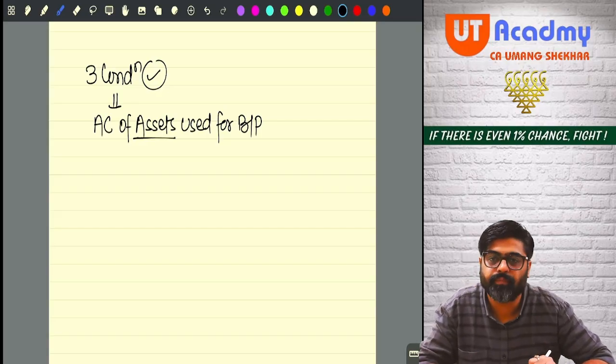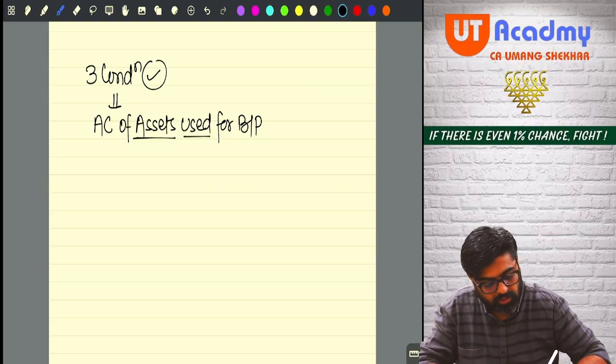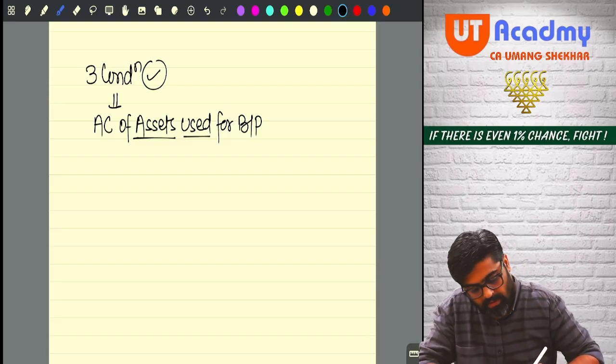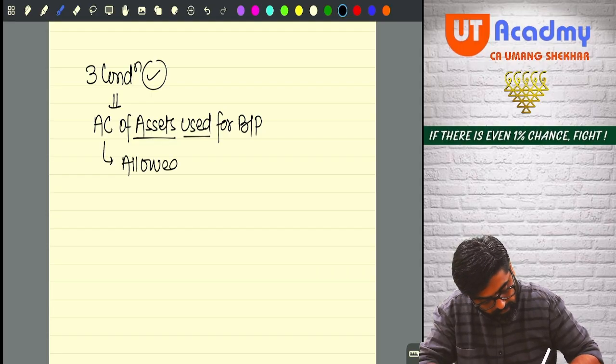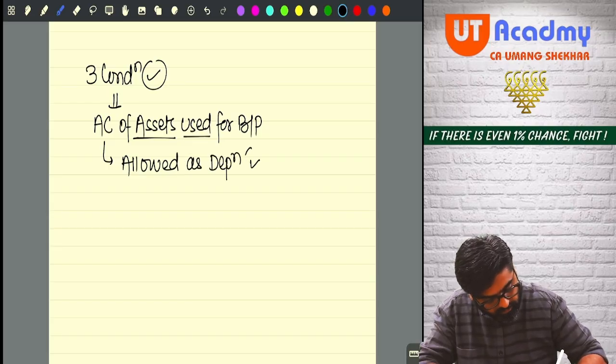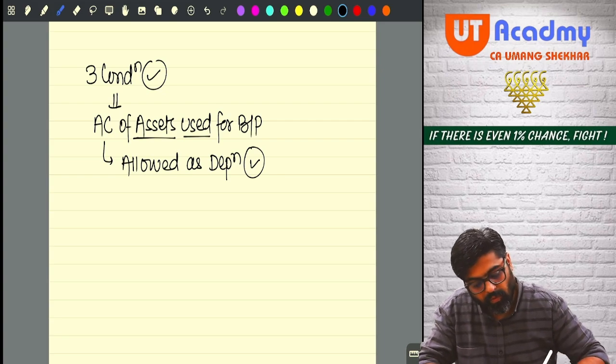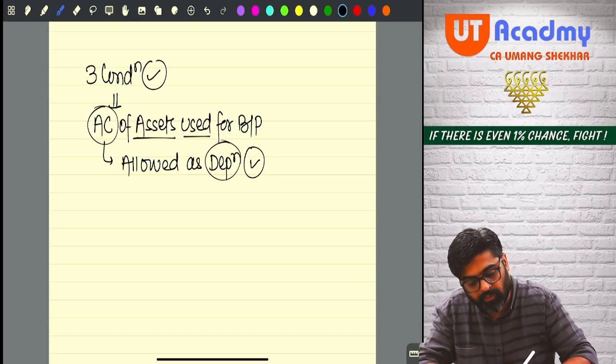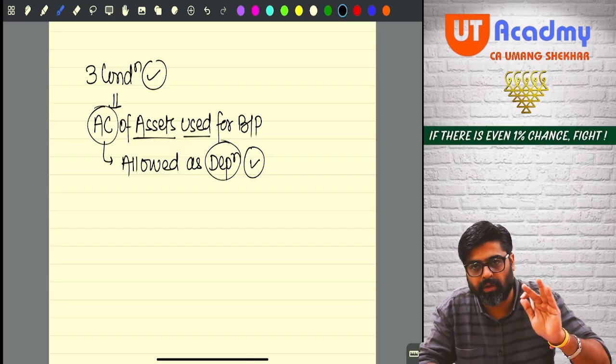Which assets? Specified assets, which are used for the business or profession, of which you are the owner. Yes or no? Then the actual cost of that asset will be allowed as what? Depreciation. Now, if you want to claim this actual cost in the form of depreciation, you need to first fulfill these three conditions. You have fulfilled.